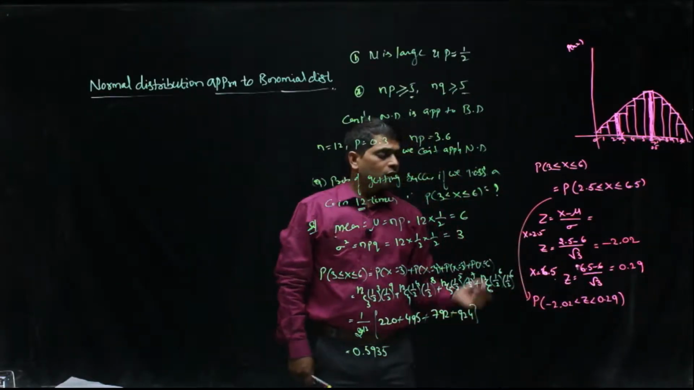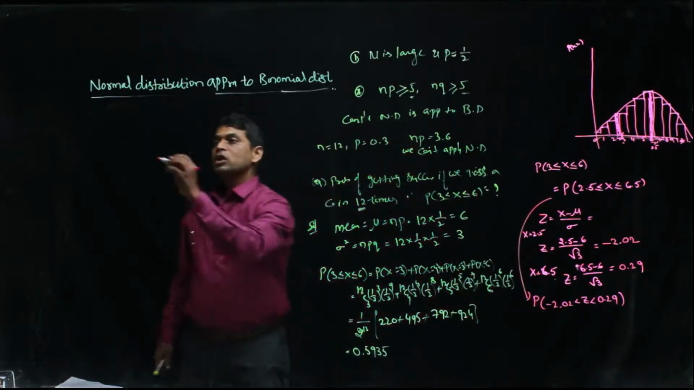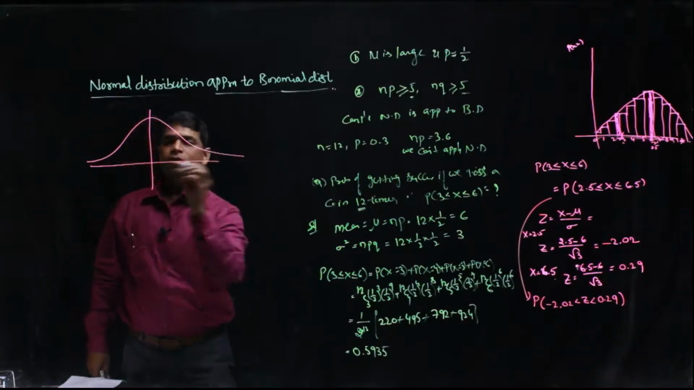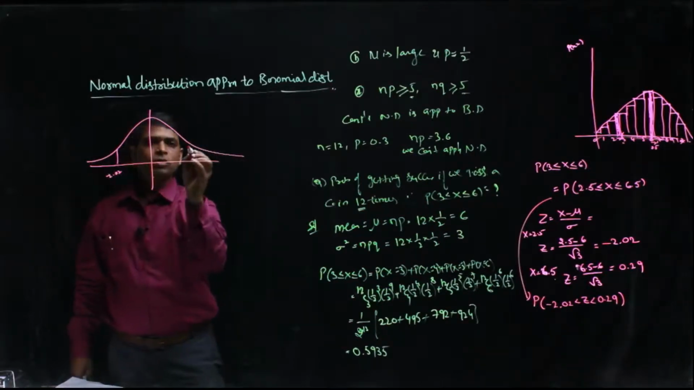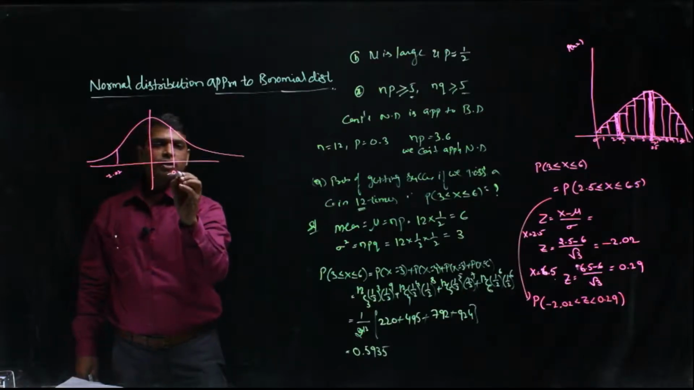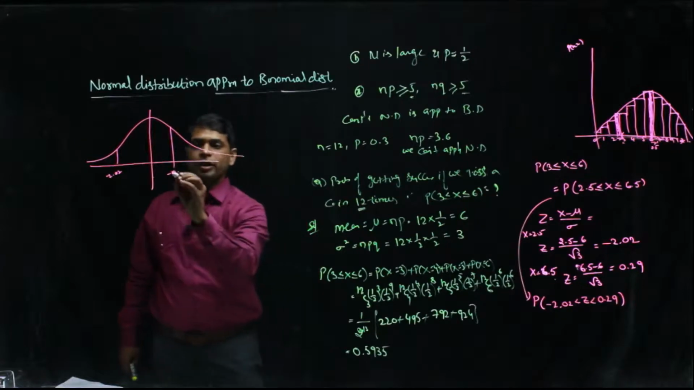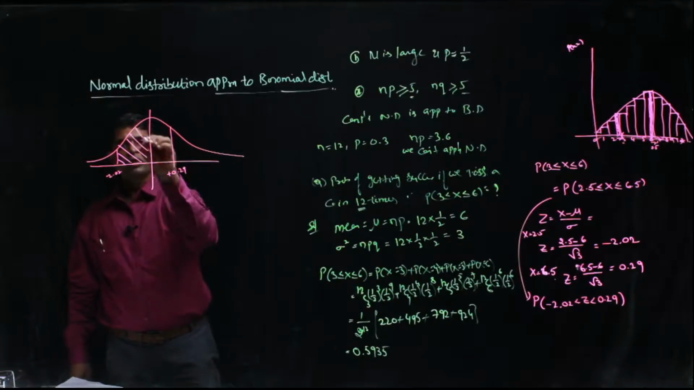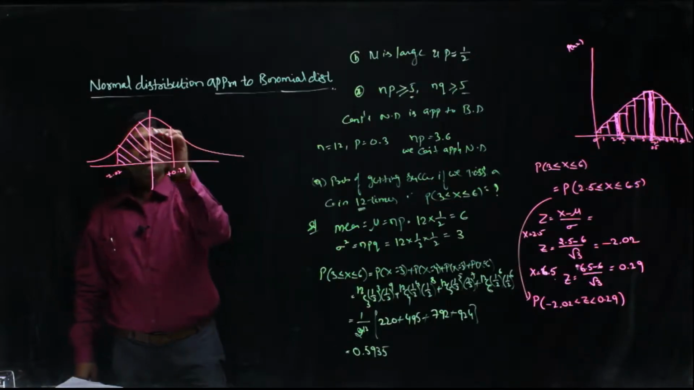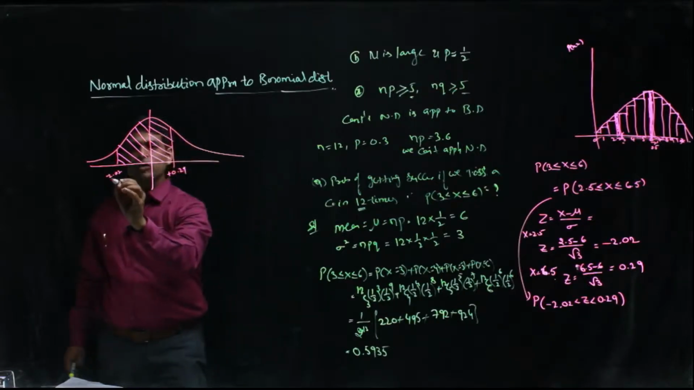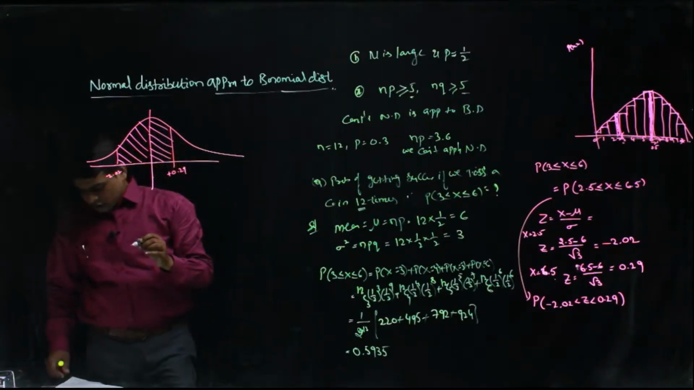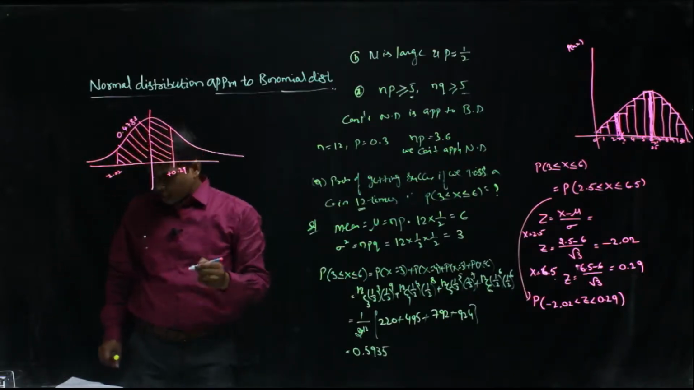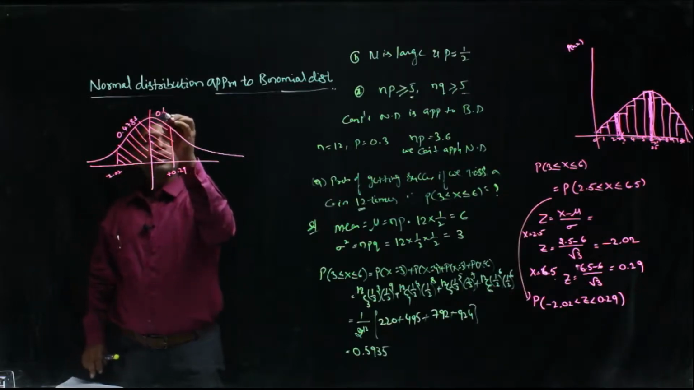How can we calculate it? By using the normal distribution table. I want to calculate the area from minus 2.02 to plus 0.29. This area I want to calculate from the normal table, and this area also from the normal table. From the normal table, the area from 2.02 to 0 you can see in the table, we got 0.4783, and from 0.29 to 0 we get 0.141.